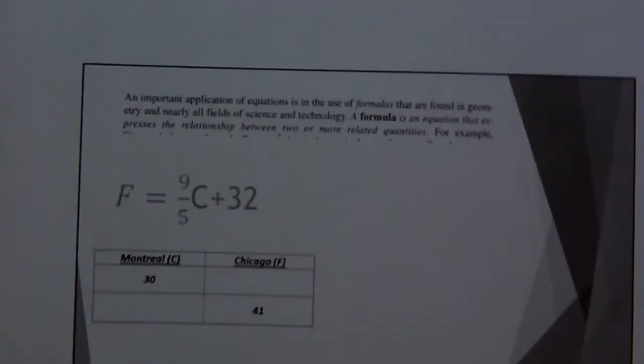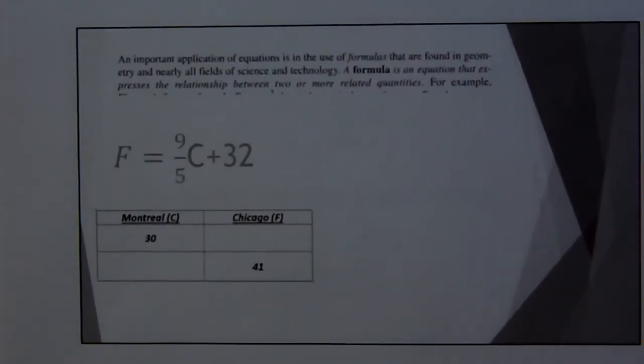This video is about formulas and literal equations. A literal equation has more than one variable in it. Let's begin with an example. This is the formula representing the relationship between Fahrenheit and Celsius temperature scales.